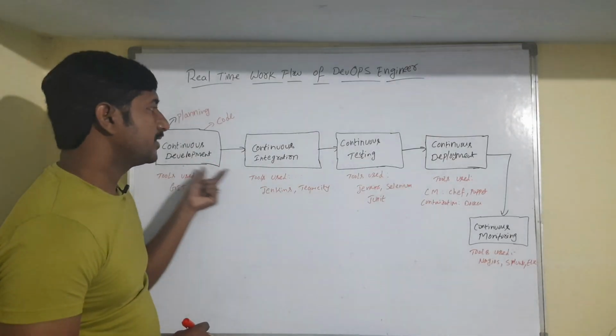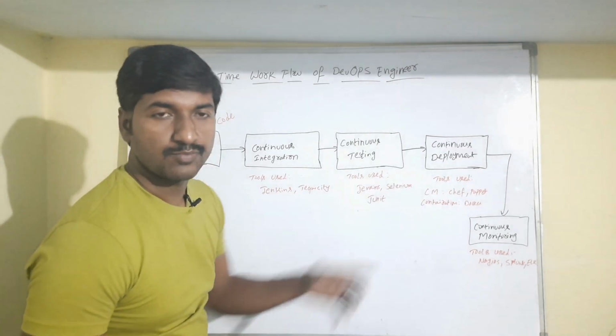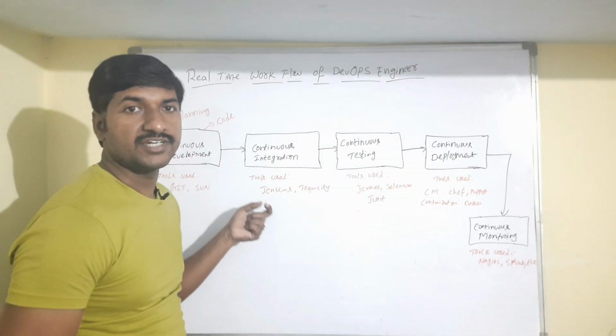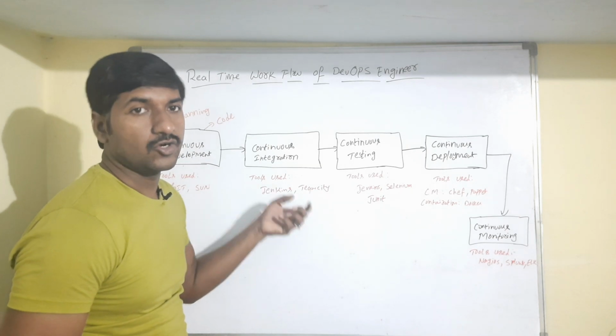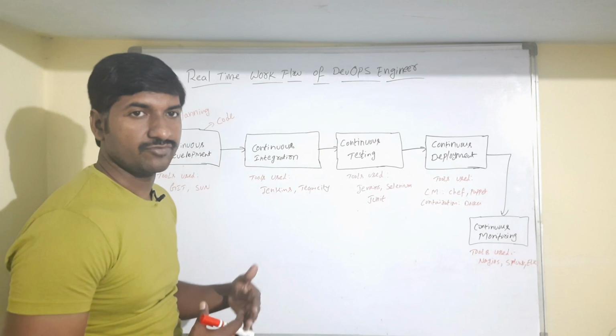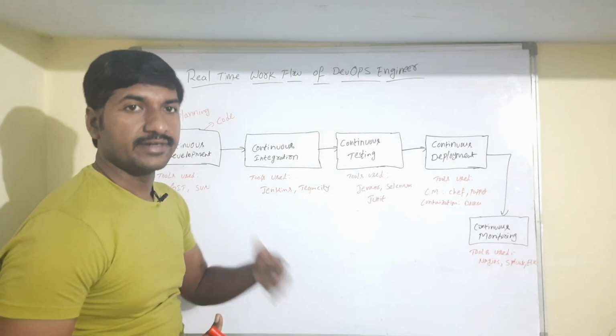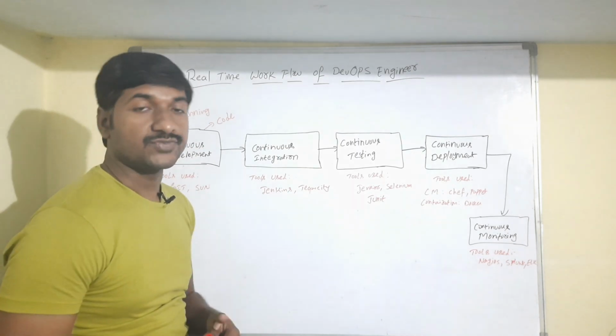So continuous development, continuous integration, continuous testing, continuous deployment, and continuous monitoring. Every stage involves agility and automation. You have to complete every task in an automated way. So therefore, DevOps engineers have great career growth in the future as well.